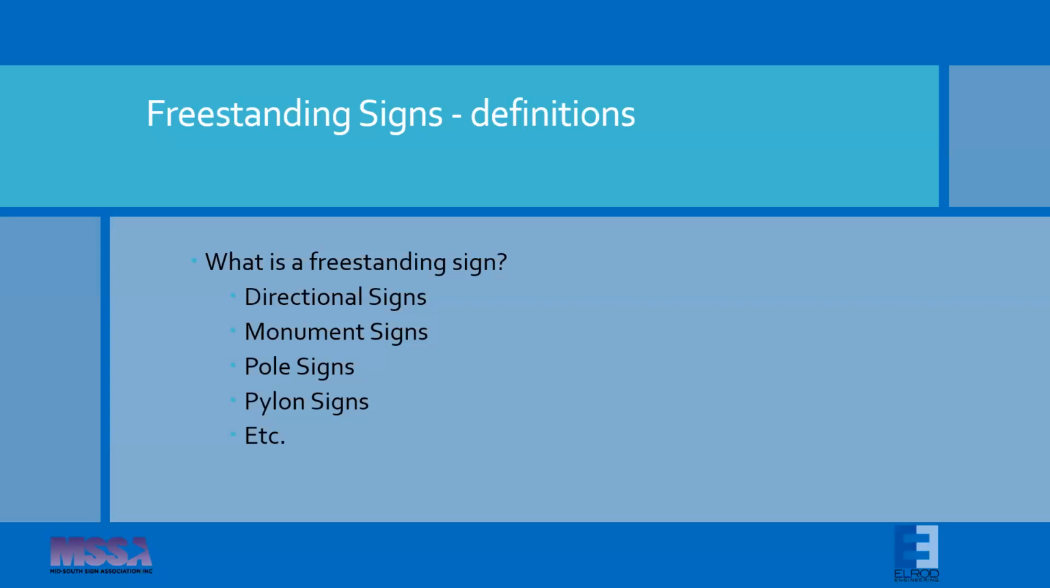A monument sign is simply a ground sign with a low overall height to width ratio and is solid to the ground. For these remaining 2, there really isn't agreement on the definitions, but for the purposes of this presentation, we'll go with the following. A pole sign is a freestanding sign with a visible support structure, and a pylon sign is a freestanding sign where the support structure is enclosed by a pole cover. So if you've got a pole cover, it's a pylon sign, and if the pole is exposed, it's a pole sign.